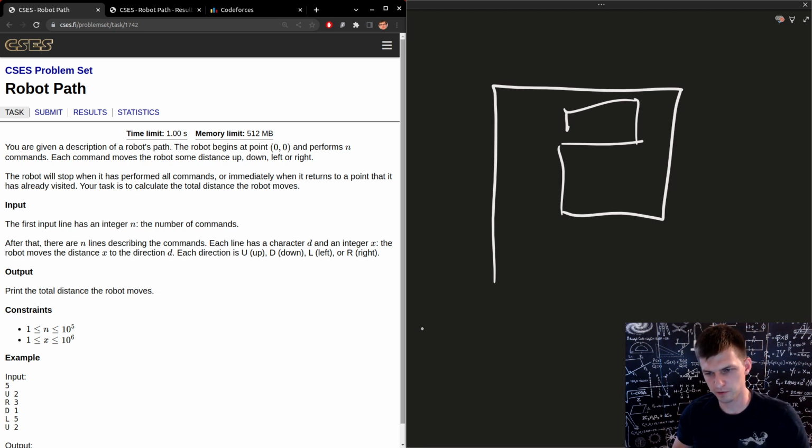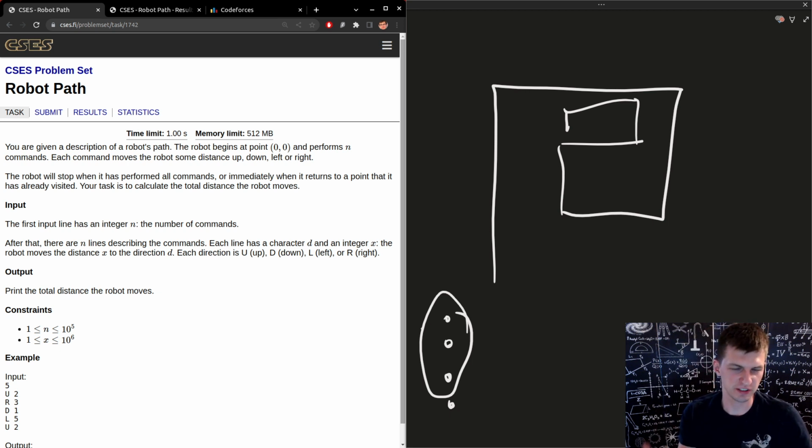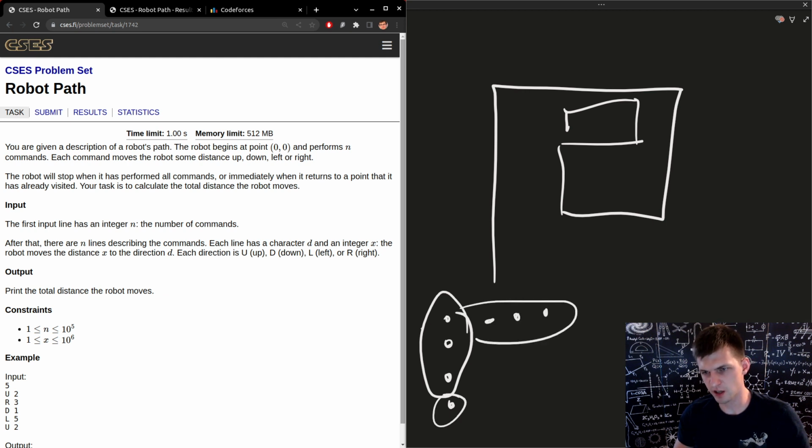Also, if we move 3 times up, let's say that I will only consider those cells. So the starting cell will not be included. The very starting cell 0, 0 might be special. This is something, and then we have like those moves here, and so on.